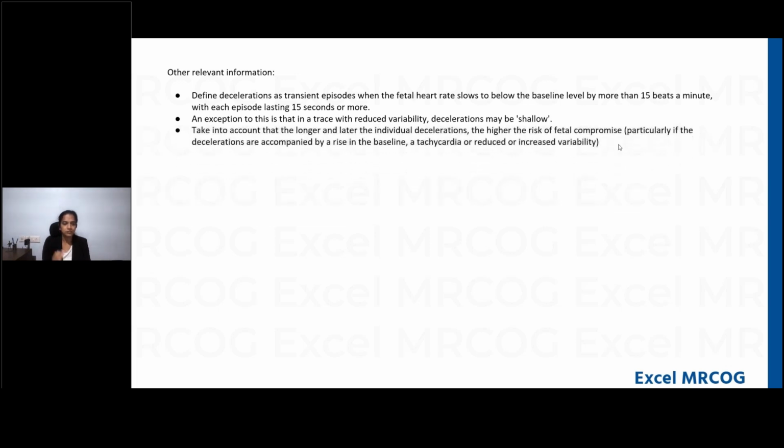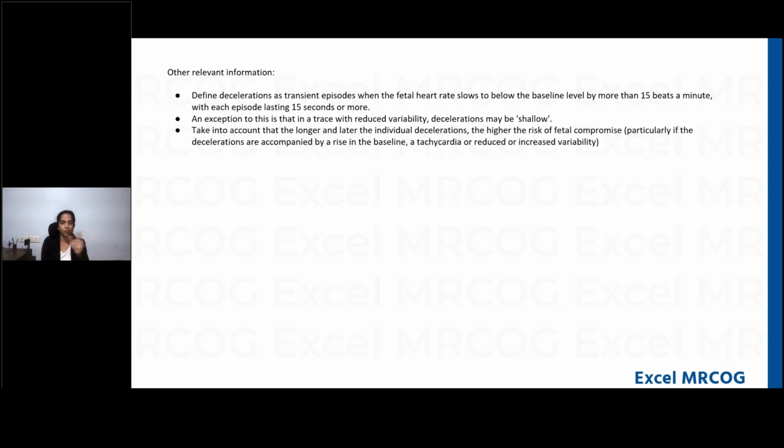Then take into account that the longer and later the individual decelerations, the higher the risk of fetal compromise, particularly if the decelerations are accompanied by a rise in baseline, a tachycardia, or reduced or increased variability. Another important point to note here is when we see decelerations, we sometimes ignore the baseline rate.